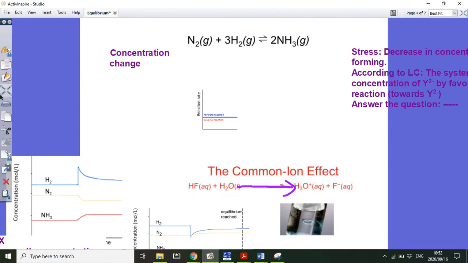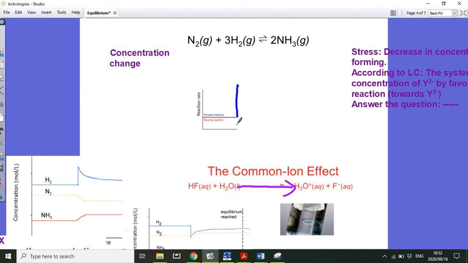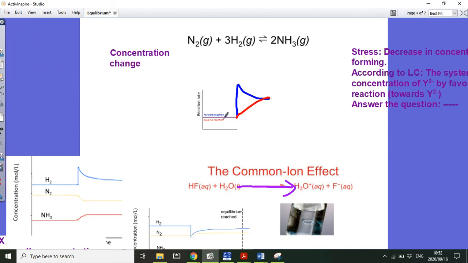So what you're going to do is only increase the rate of the forward reaction, which is my blue line. And then we're going to form a new equilibrium immediately. So the red one's not going to shoot up. It's not a general change in concentration. It's only that one substance that was added, not both substances. So it's just the one concentration that changes.